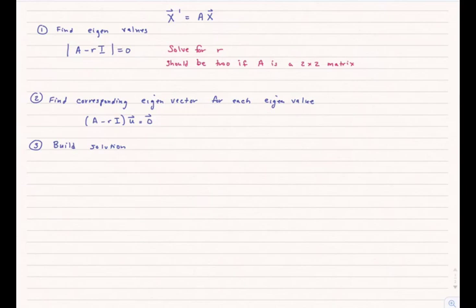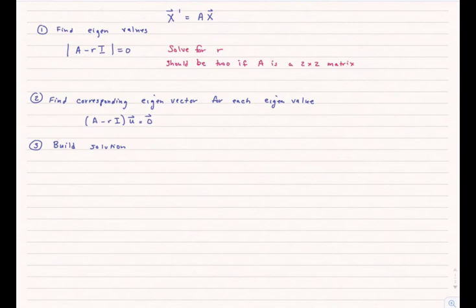We've introduced how to solve a system of differential equations, that is, first-order differential equations. They're in the form x prime equals A times x. Our three steps are this. We find the eigenvalues, and we do this by setting the determinant of A minus rI equal to 0.